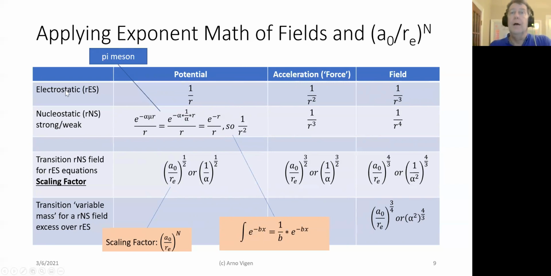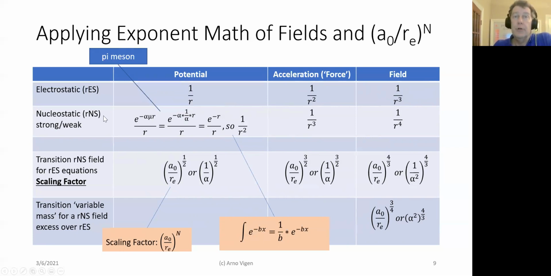All right. So obviously we know that in the potential, the electrostatic is 1 over R. In force, it's 1 over R squared. And obviously the field is 1 over R cubed. I'm just doing the distance formulas and not worrying about the constants or other factors, like when you do the integral, you get a -2 or something like that.